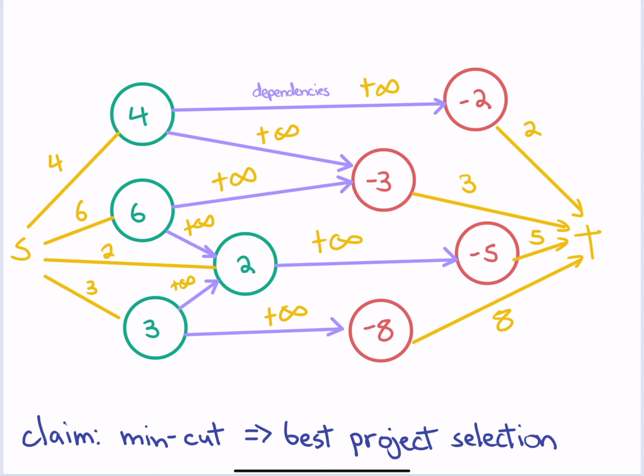Okay, so that's what the setup is going to be. The claim is that a minimum ST cut, and in general, trying to find small ST cuts, will give us better project selections. Let's try going through an example.